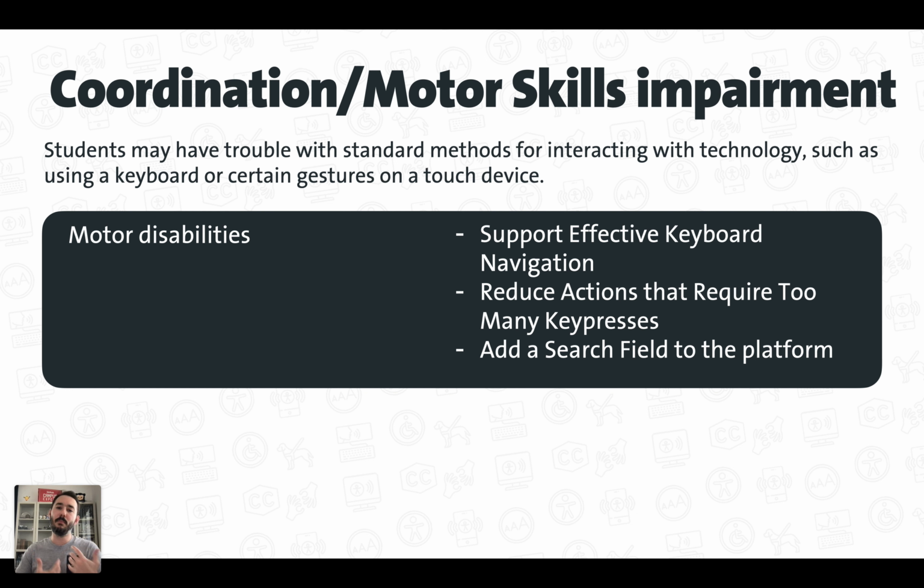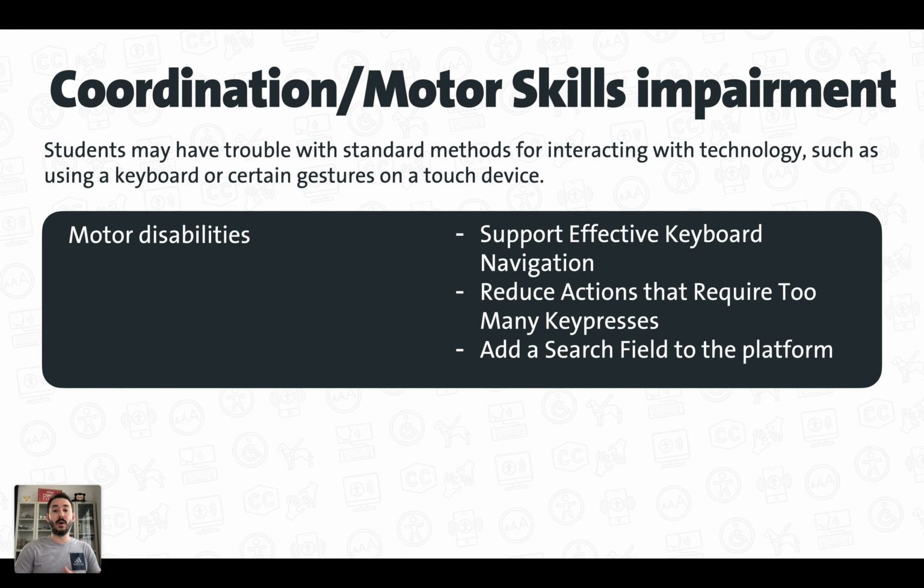What about coordination and motor skills impairment? Okay, so students may have trouble with standard methods for interacting with technology, such as a keyboard or maybe a touch device with certain gestures. What can we do to help those students? So students with motor disabilities can be supported by effective keyboard navigation. Maybe we can use shortcuts, or maybe a better way to navigate using the keyboard, maybe only using our tab key to jump between interactive elements and enter for performing the action.